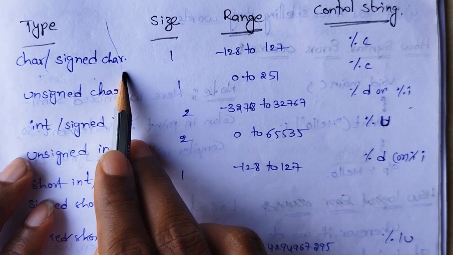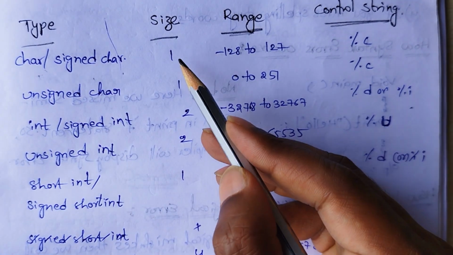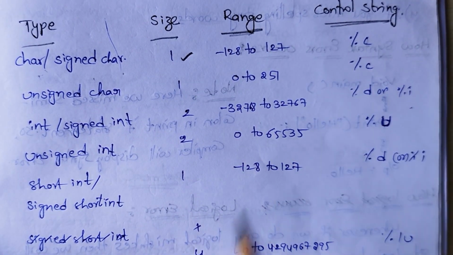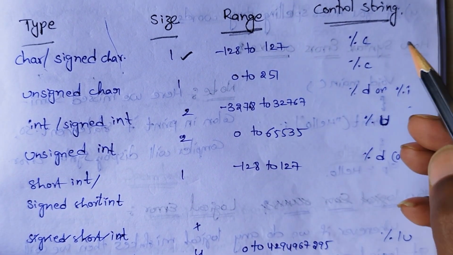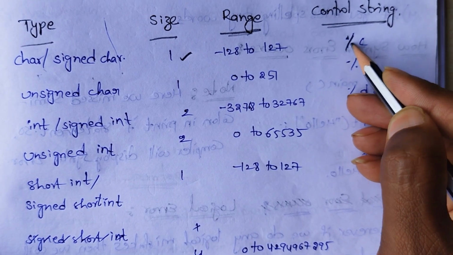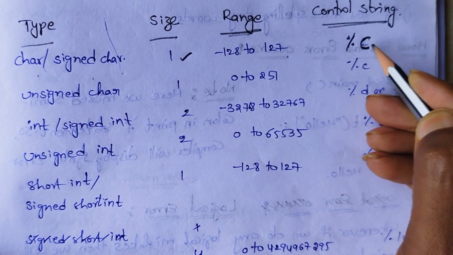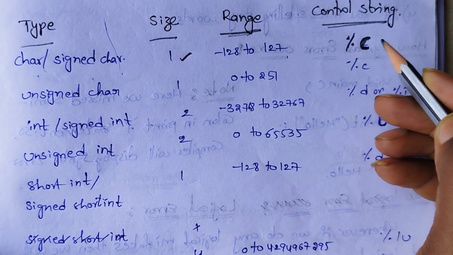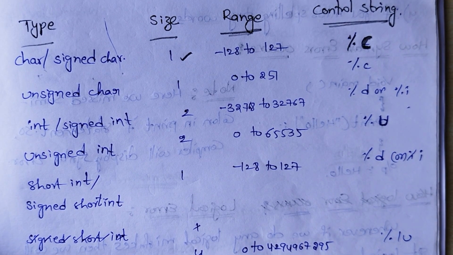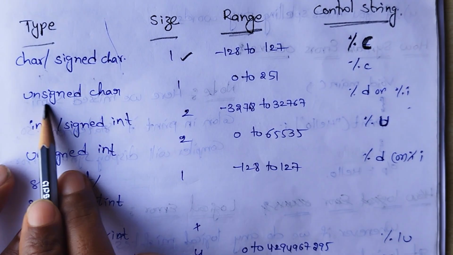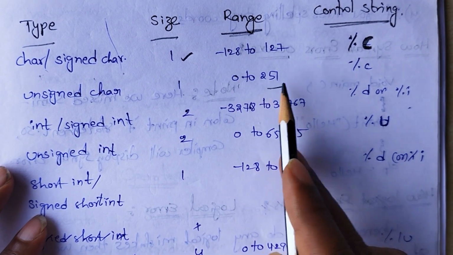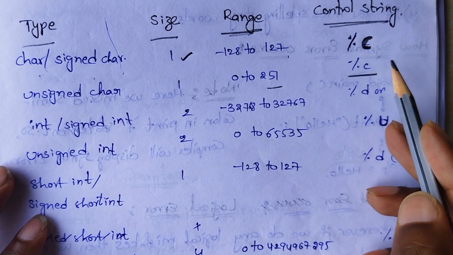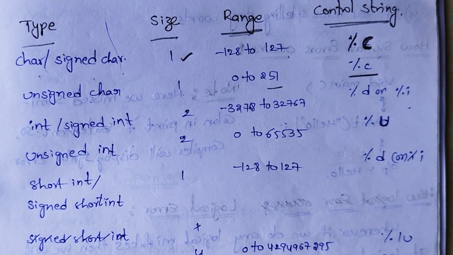First one is the char, or signed character. The size of the char or signed character is 1, and the range is minus 128 to 127. And the control string to declare a character is percentile C. By using percentile C, we can read characters. Unsigned character is also size 1, the range is 0 to 255, and the control string is the same as the previous one, percentile C.